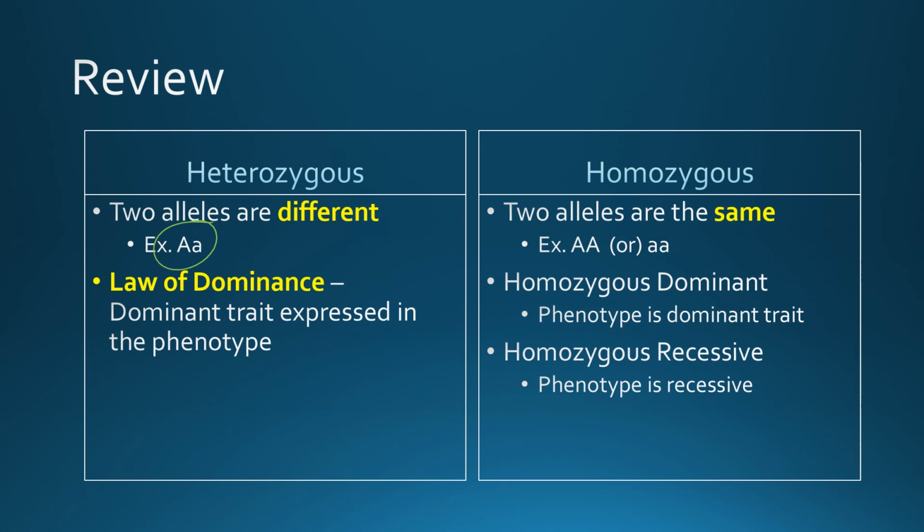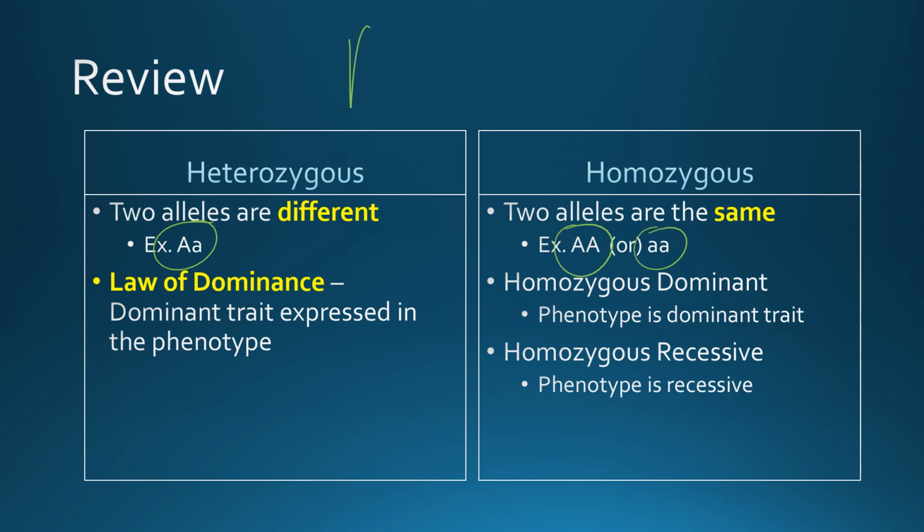Homozygous genotypes have two alleles that are the same. So big A, big A, or little a, little a. A homozygous dominant individual will show the dominant trait. A homozygous recessive individual will show the recessive trait.